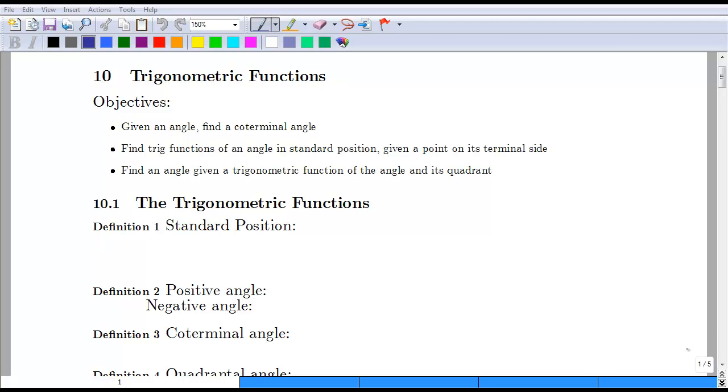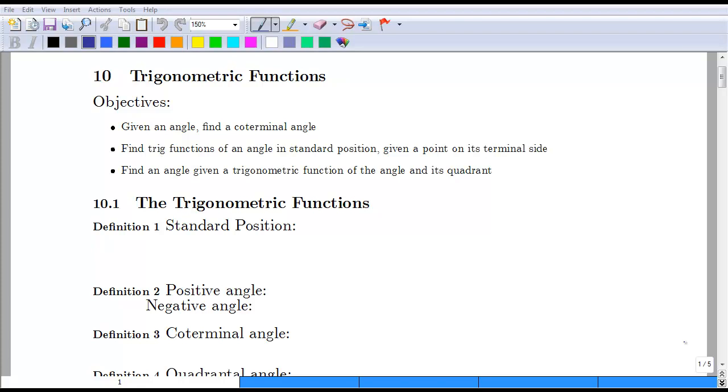This video will start the lessons for Chapter 10, which deals with trigonometric functions. Now, as you know, we covered some of the trig ratios in the previous videos in the previous chapter. This is going to expand on that topic to work beyond just working with triangles and to look at these as actual functions. The things that we are going to cover in this section talk about, given an angle, we want to be able to find the coterminal and the reference angles.